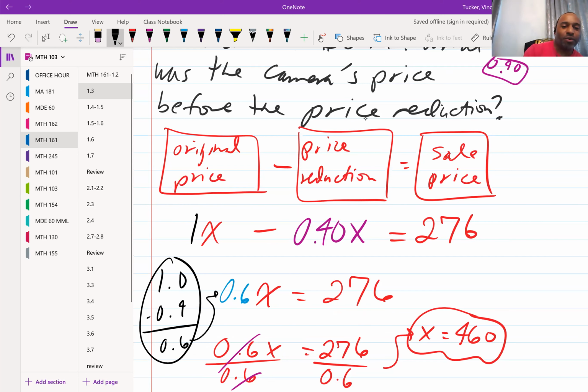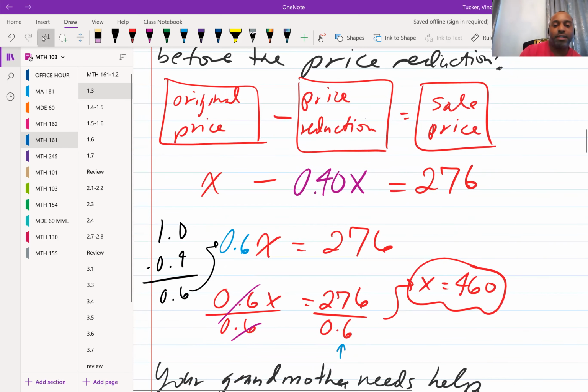That's why I went ahead and wrote it right here. So you do 1.0 minus 0.4. Most of the time we just throw that in the calculator, but I just want to make sure because I had people that ask, well, how does that happen? You know, because like I said, that's old school stuff. So 1 minus 0.4 will give you 0.6 right here. So after you have that 0.6x equal to 276, divide both sides by 0.6, and that'll give you 460. And that 460 represents your original amount.